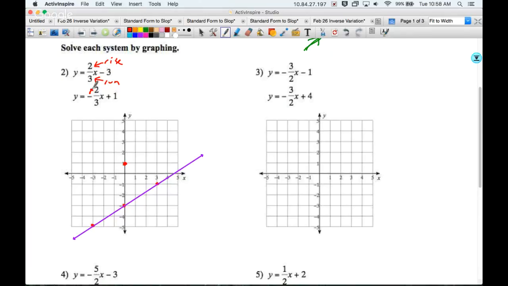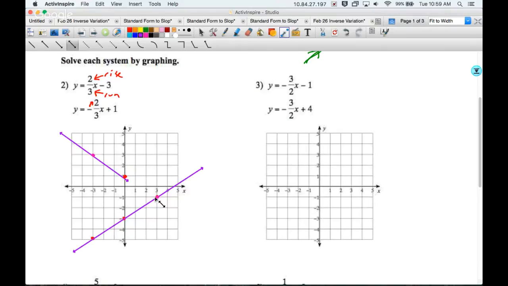This negative could go on top or on bottom. Let's pretend like it goes on top first. If it goes on top, then our rise is -2. So from this point, I need to go down 2. And then my run is 3. 1, 2, 3. But if the negative goes on the bottom, then my rise is +2, and my run is -3, meaning go left 3. Notice that keeps it in a straight line.